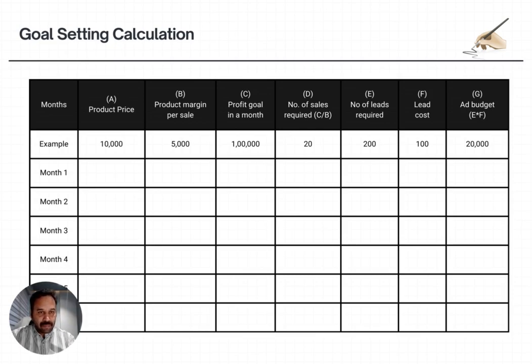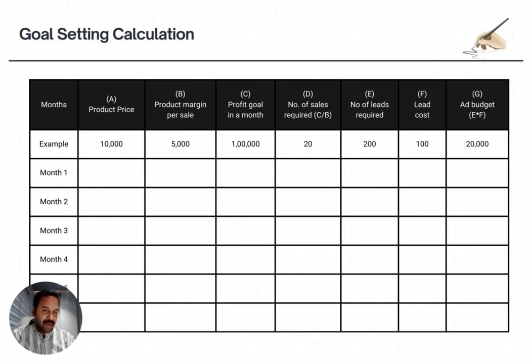Okay. It's 1 lakh in a month. Okay. So the total sales you need is 20 sales. Okay. To achieve that 1 lakh profit, you should have 5,000 into 20. And for that, if you say 10 percentage is your conversion rate, you will have to take 200 leads.